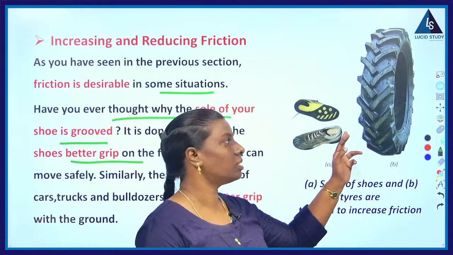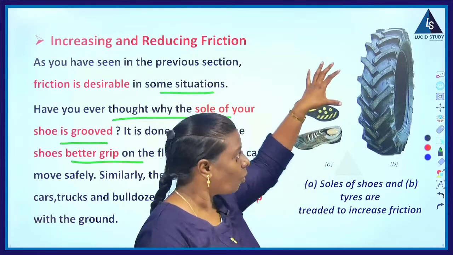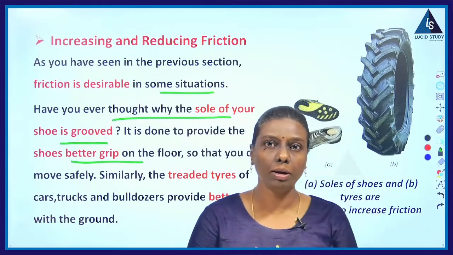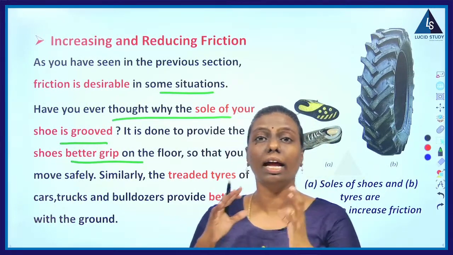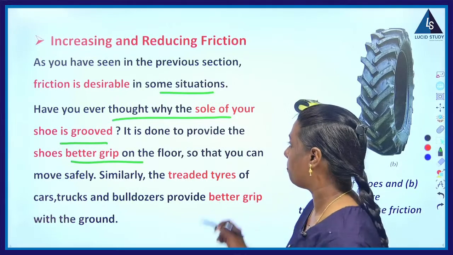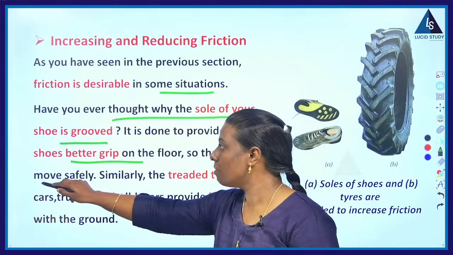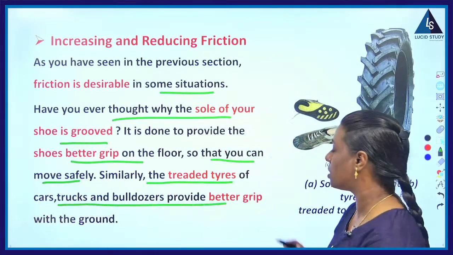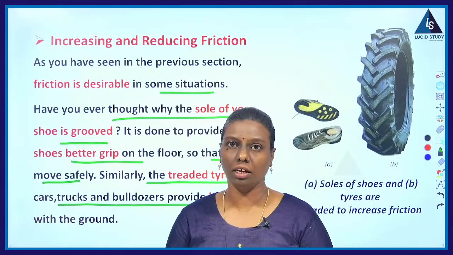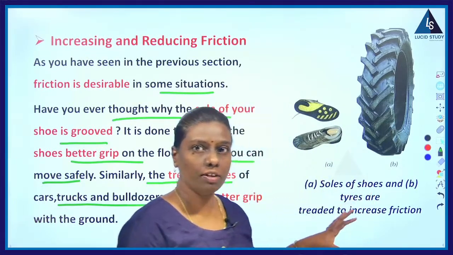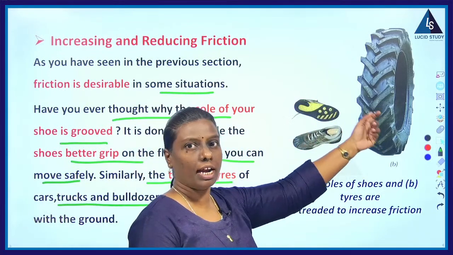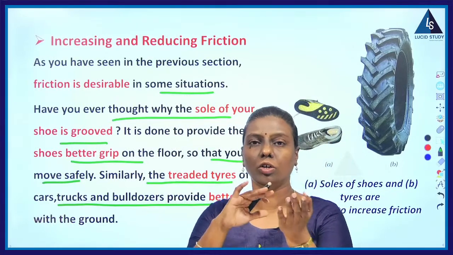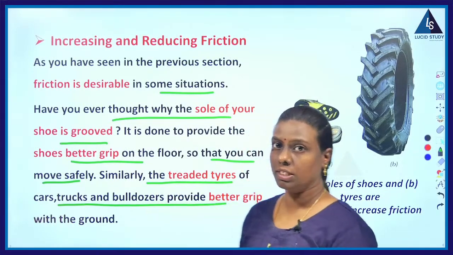And you can also observe that the threads given to the tire are also to give grip between the road and the tire so that you can move safely. Similarly, the threaded tires of cars, trucks and bulldozers provide better grip with the ground. So you can observe here that the soles of the shoes and the tires are threaded to move safely.